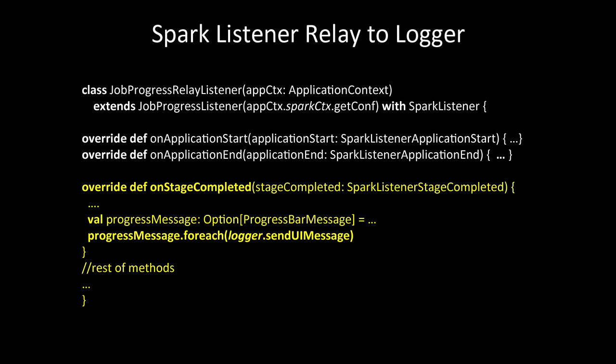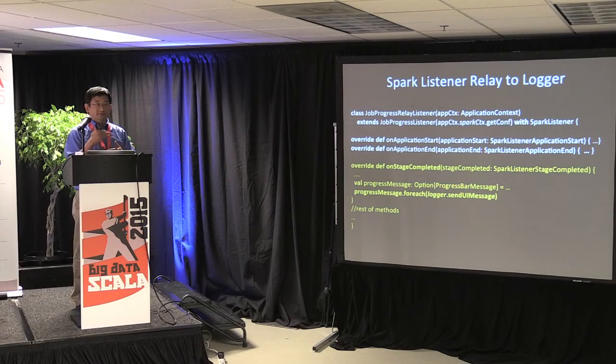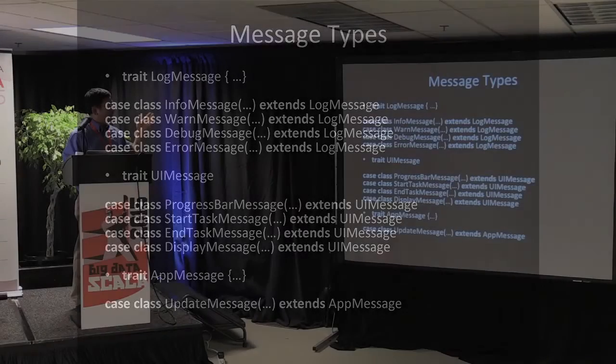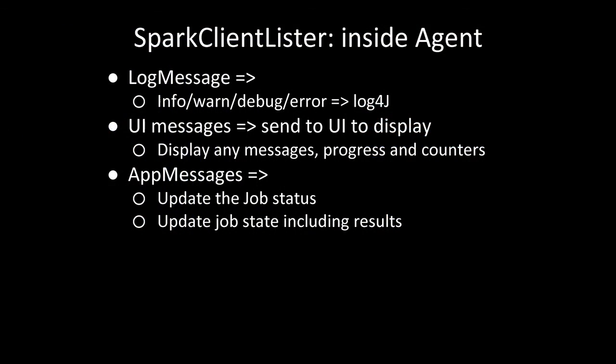For example, this listener detects the stage already finished, the Spark job stage finished. Once the job is finished, using the logger, we send a UI message to our agent. So as you can imagine, we actually have different types of messages sent from the job's logger to the agent side. There's a log type, there's a UI type, and there's an application type. The UI type could have a progress bar, could be a start message or end task message, or simply display something. So on our client agent side, we have this listener.